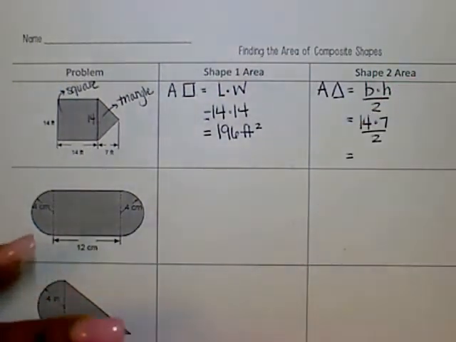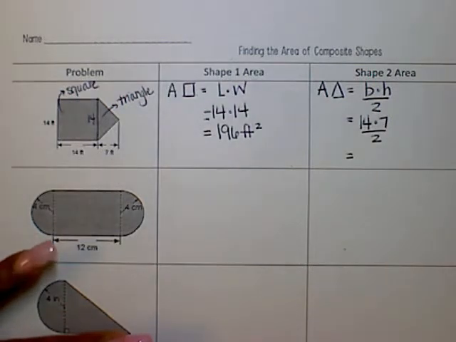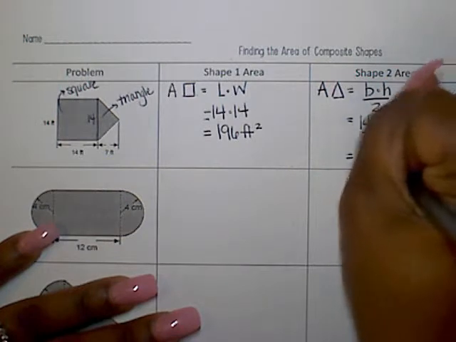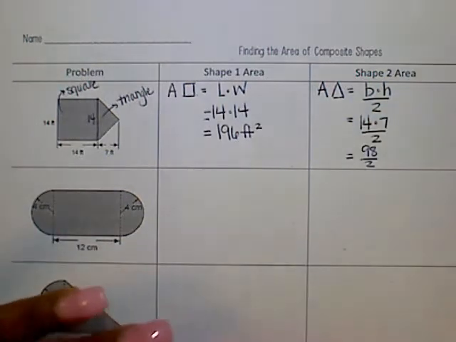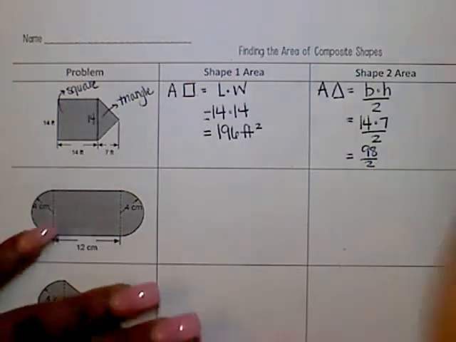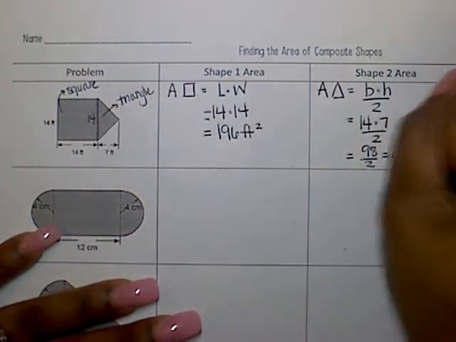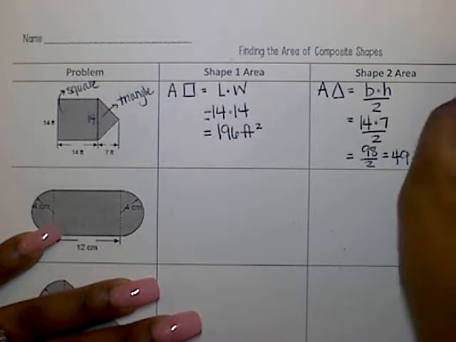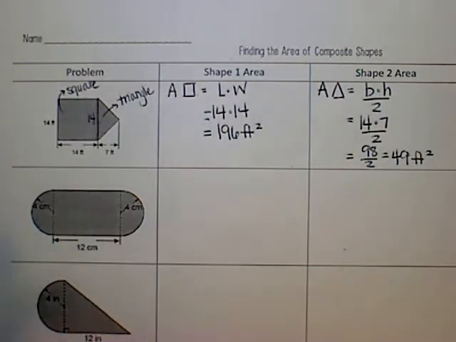So when we do 14 times 7, and if you need a calculator, you can get one, 14 times 7 is 98. And then we're doing 98 divided by 2. When we do that in our calculator, you should get 49. Again, that's feet squared.